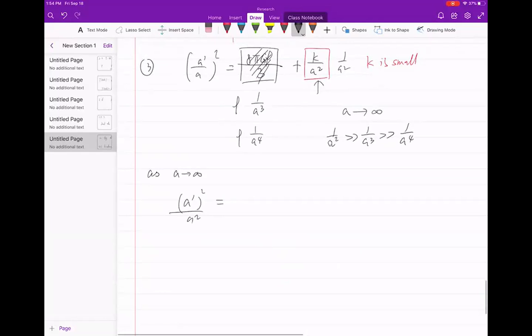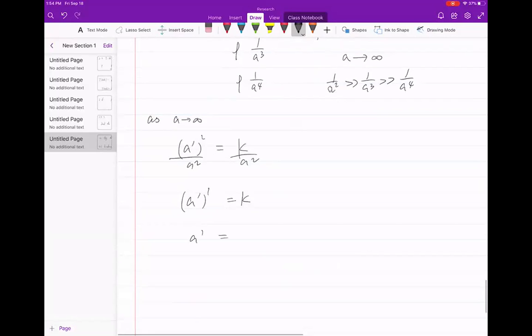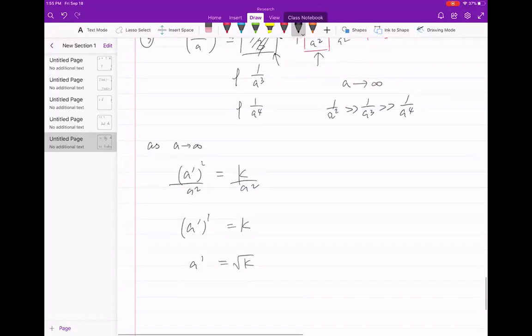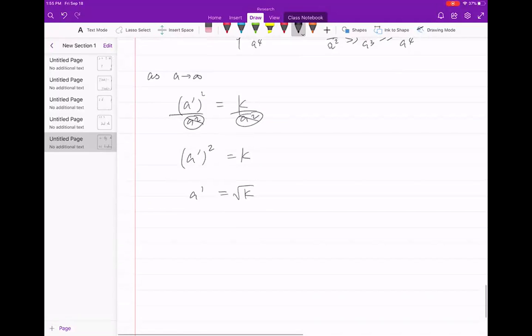That means a prime over a square roughly equals K over a square. That means a prime square is roughly K. That means a prime, whatever, is roughly a constant. Okay, as a becomes big, this becomes not important, no matter how small K is. Then the second term becomes the dominant one. This one has an a square, this one has an a square, they cancel each other. Therefore, a prime square is nothing but K. Then a prime is nothing but just a constant. Good so far? Do you know how to solve this?